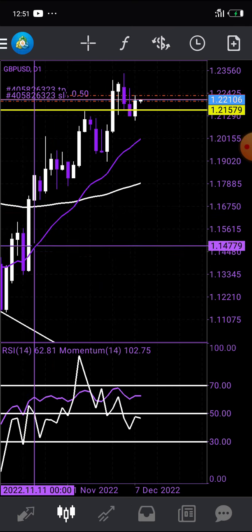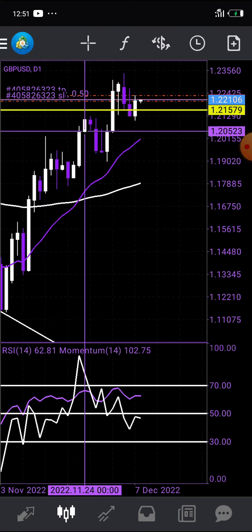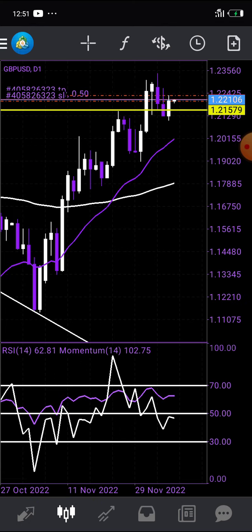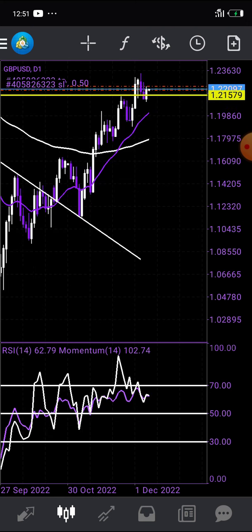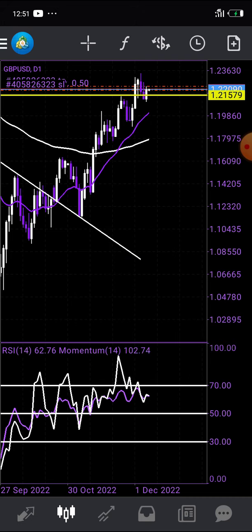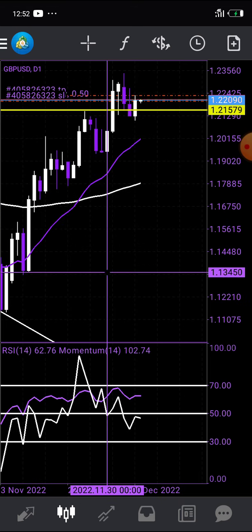My third confluence was my moving average. The 50 is my white, the 10 is my purple. The moving average has crossed over on the daily time frame, which is huge. It holds more weight to the price momentum, so you should know that. The moving average holds more weight on the daily, the 4 hour, and the 1 hour time frames. It's a lot stronger than the 15, 5 and 1 minute. So at this point I had 3 confluences to get in on this trade.